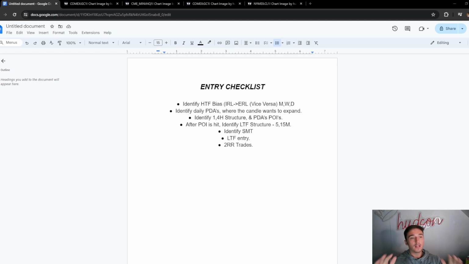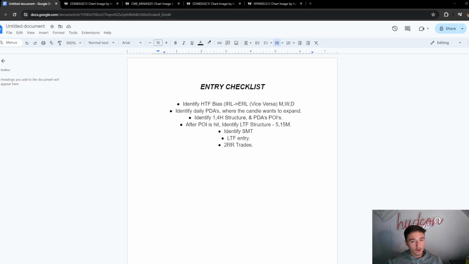If you're not using an entry checklist, if you don't have a reasoning for if this happens then I do this, and if this happens then I'm not going to do this, you're just randomly entering trades and you're not going to have a set risk to reward, you're not going to have a set win rate, right? Because you're just randomly entering. So if you're trading ICT concepts, you have to have a checklist on a reasoning and a thesis on why you are entering these trades.